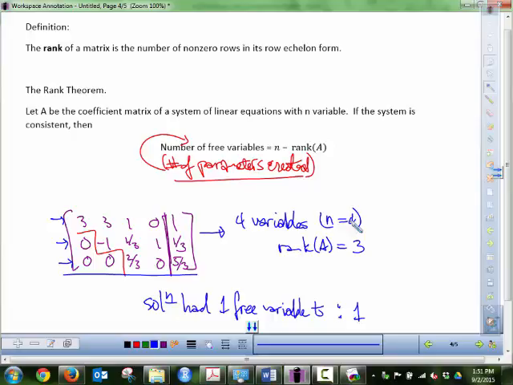Okay, this would be more interesting if we had a row or two full of zeros, and then you can see how the application works. But this works fine too. Okay, so whenever you do a problem, even if it doesn't ask for the rank or anything like that, you should take a look at what the rank is, and then compare it with the number of variables you started with, and the number of zero or non-zero rows that you have. Okay, questions?